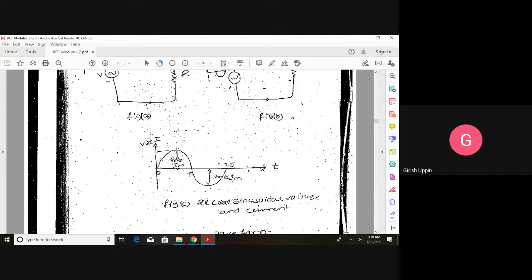This is the peak value. After that, it will start reducing, and it will reach a negative peak value, minus Vm, when the angle is 3 pi by 2, and it becomes 0 when the angle is 2 pi. So this complete waveform is called one cycle. It has a positive cycle as well as a negative cycle.